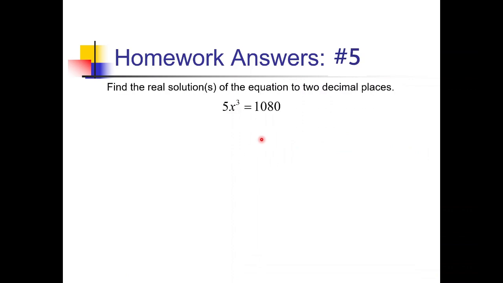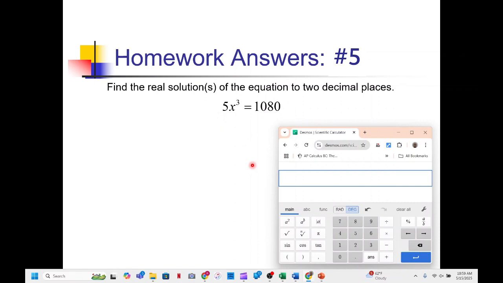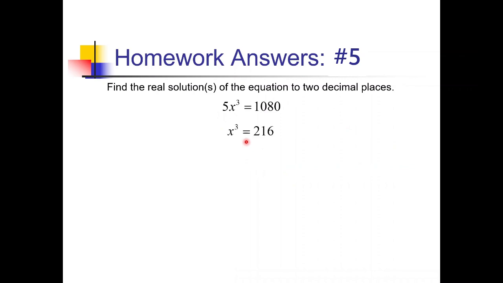For this problem, in order to solve for x, we first need to get the x cubed isolated. So I can start by dividing both sides by 5. And we've got, let's see, 1,080 divided by 5 is coming out to 216. And now I just need to take the cube root of both sides. I happen to know, and you could plug this in the calculator, that the cube root of 216 is 6. 6 to the third is 216, so x equals 6.